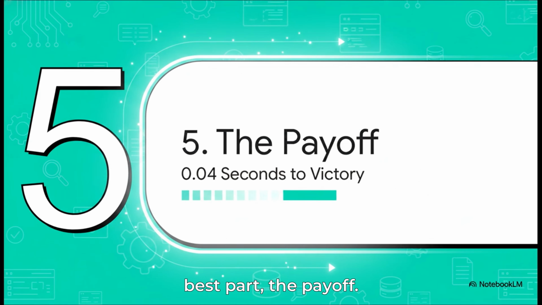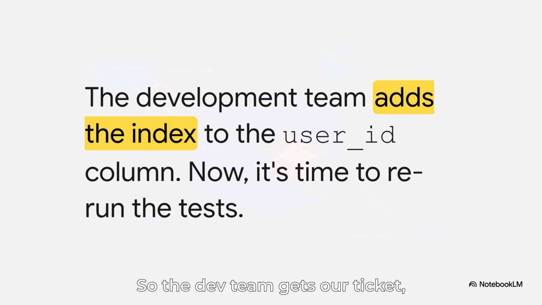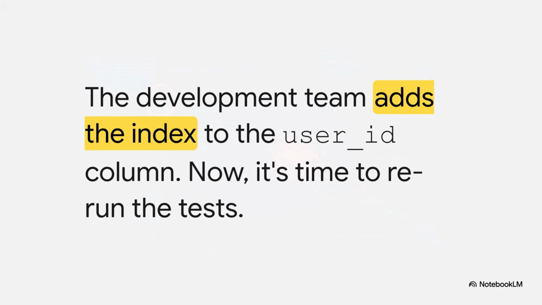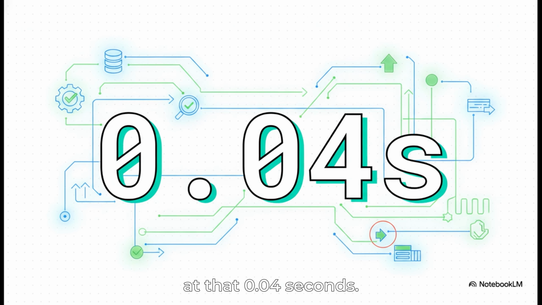And now for the best part, the payoff. This is the moment that makes all that investigation totally worthwhile. Getting to see the actual impact of a well-diagnosed fix. So the dev team gets our ticket, they deploy the fix, they add that index to the user ID column, and now we go back to our safe, read-only connection inside Workbench, and we rerun our tests. And would you look at that, 0.04 seconds. The query that was taking over 8 seconds to run is now, it's practically instant.